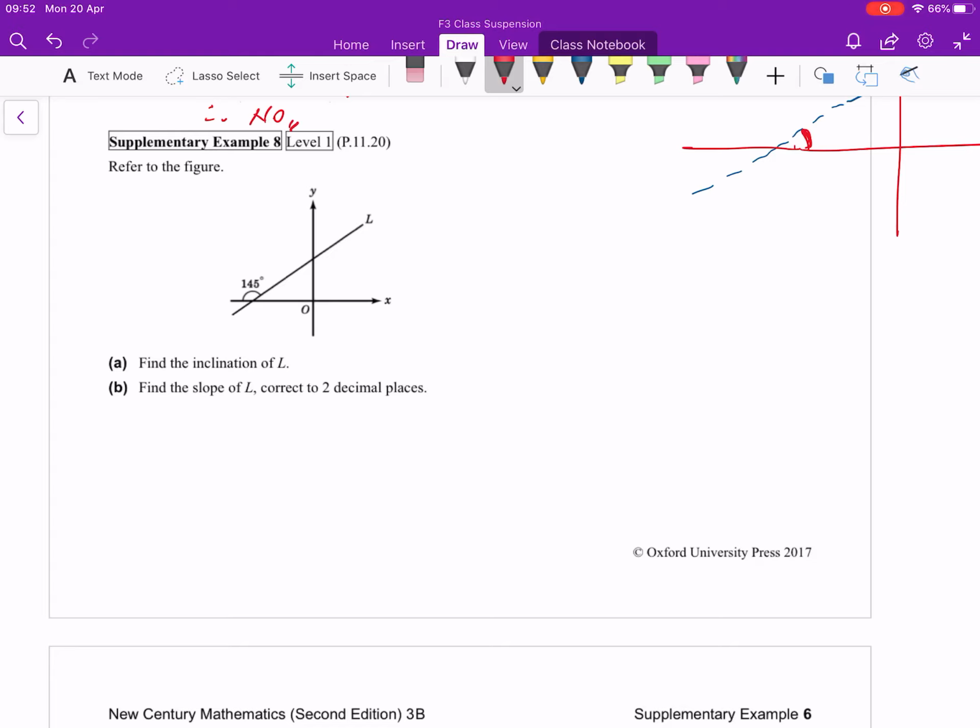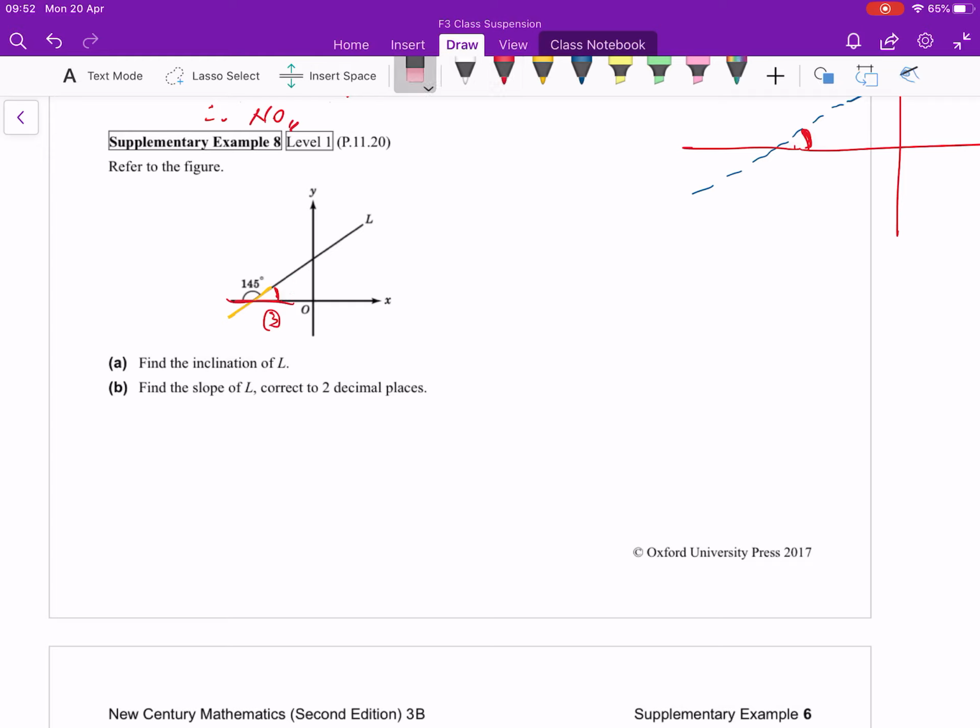Okay, the next question, find out the inclination of L. So this time you have to identify the position of L clearly first. So now L intersects the x-axis here. So you have 1, 2, 3, 4 corners. The upright corner will be the inclination. So where is the upright corner? Yes, number 2 angle. This is the inclination.